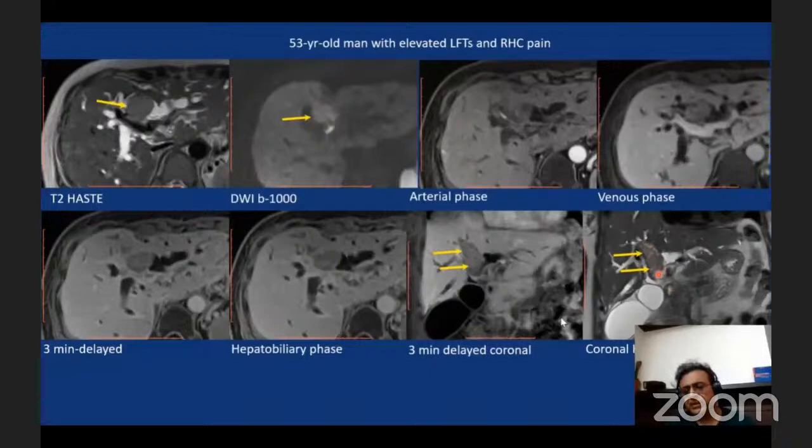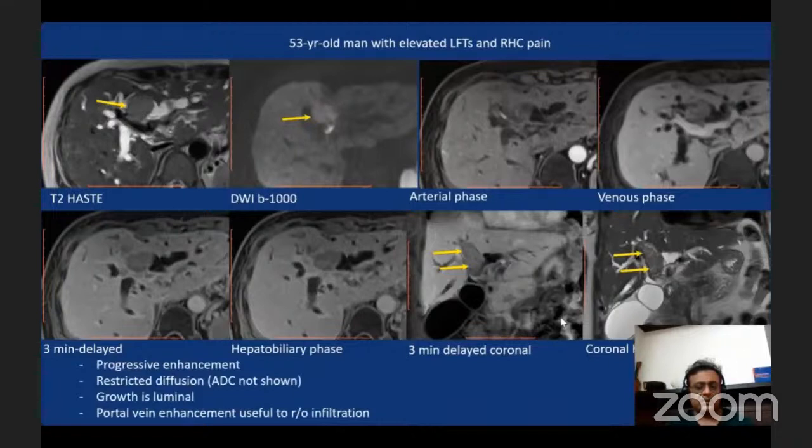So this is how the intraductal cholangiocarcinoma looks like. ERCP was done in this patient, and cholangiocarcinoma was proven. I couldn't follow up this case because the case notes were locked.